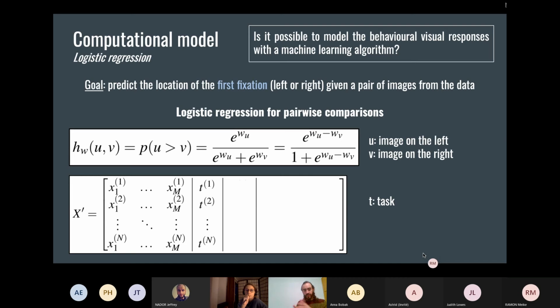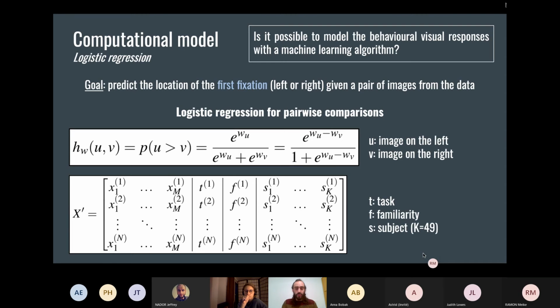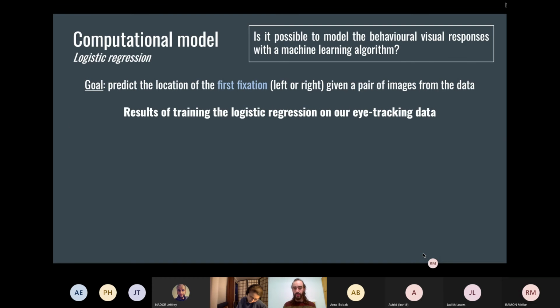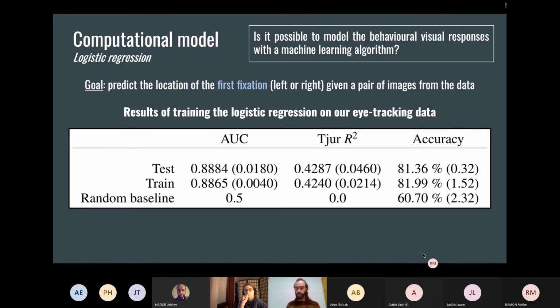What we did here, and you are seeing different additional columns, was to introduce new factors for the factors we wanted to study, and these are task, familiarity, and the subject, the participant, which was performing each trial. And this allows us to model these different factors and take them into account for the modeling of global salience.